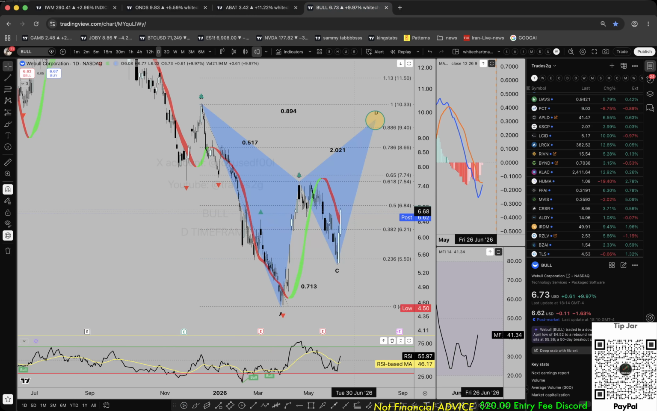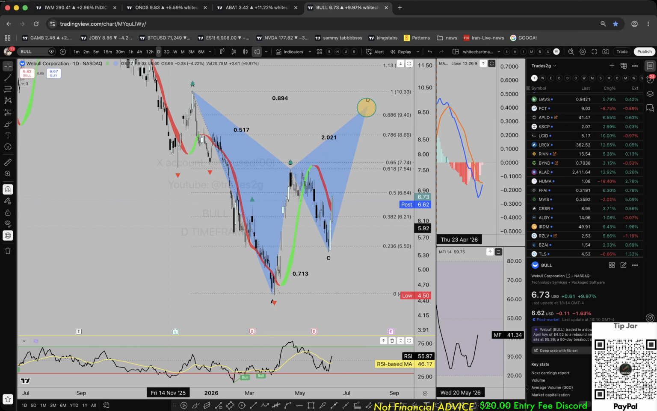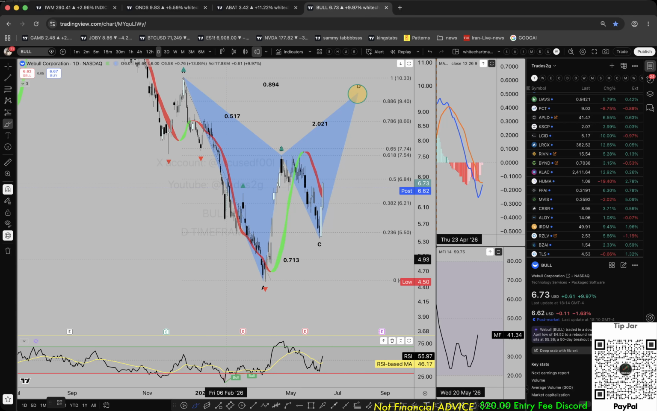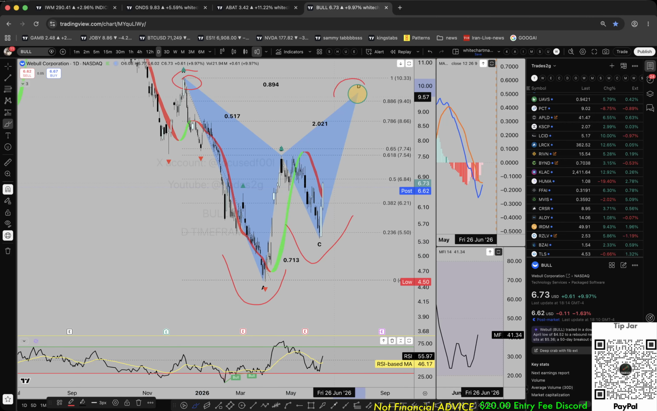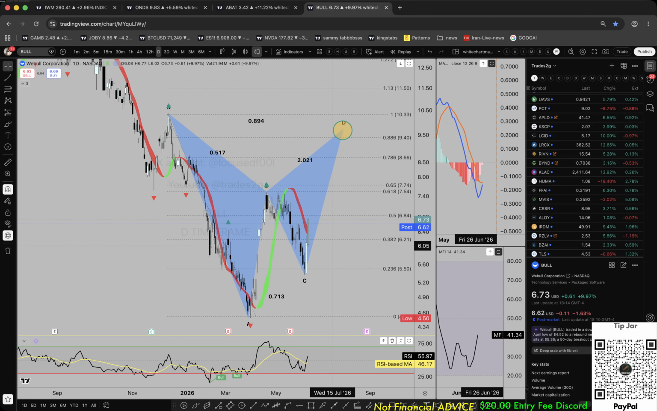Last but not least, Webull. Wow, this chart, I mean, look at this beautiful Adam and Adam setup here. Beautiful harmonic, beautiful structure here. I got a completion point roughly at that 972 area. But you always want to see the Adam and Adam and Adam and Eves are two different patterns, but essentially the same idea.